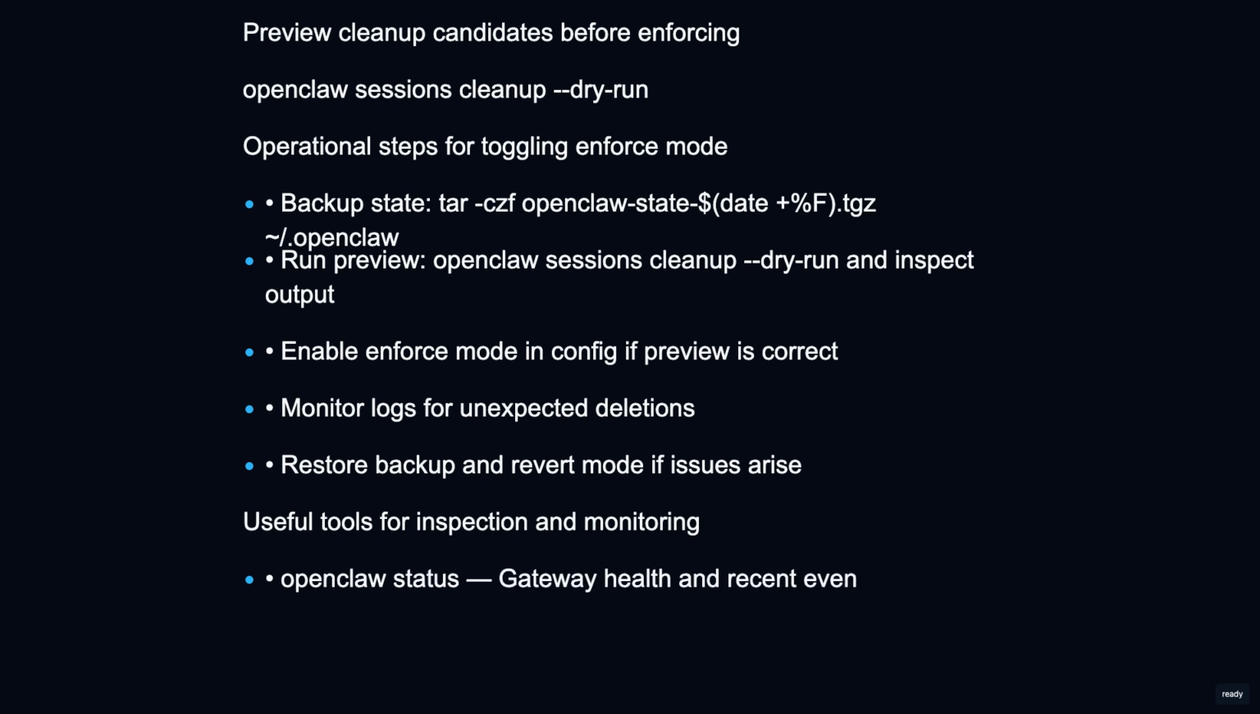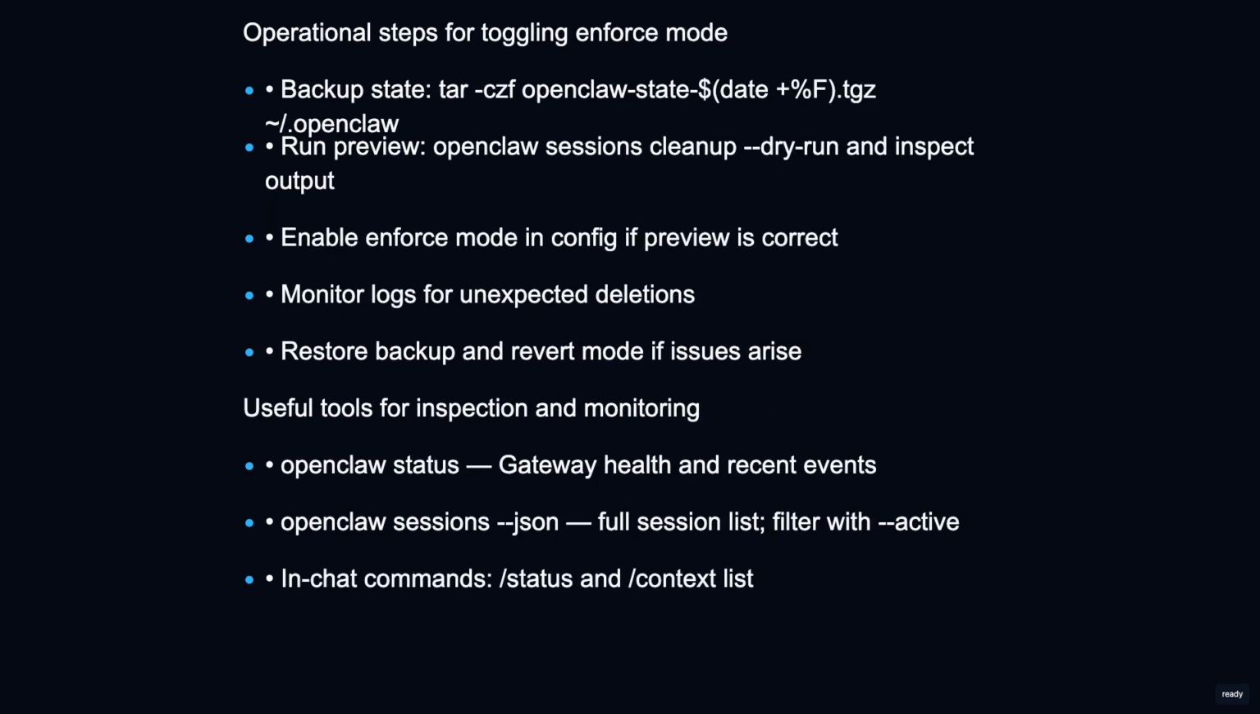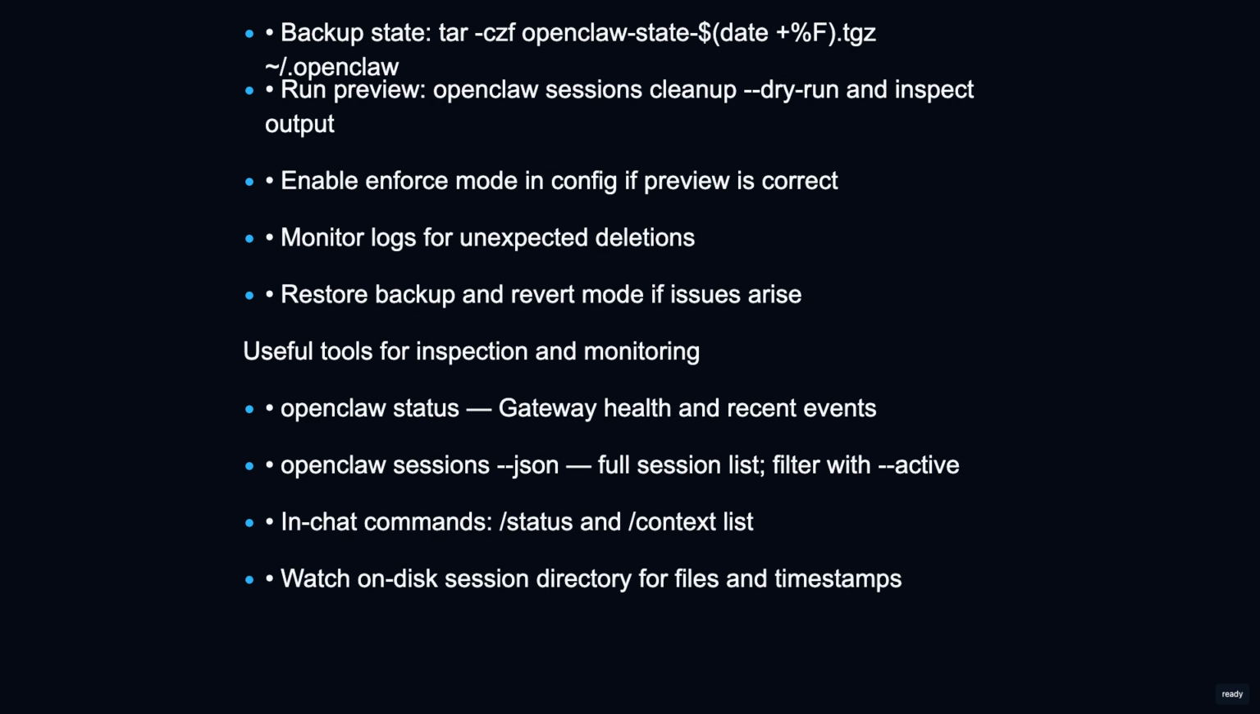The OpenCLAW status command gives an overview of gateway health and recent activity, helping you spot issues quickly. Use OpenCLAW Sessions JSON to get a complete session list. Add Active with a time filter to see only recently active sessions for focused inspection. Within chats, use /status to check agent health and /context list to view the current system prompt and active context fragments. You can also monitor the on-disk sessions directory to verify session files and their timestamps, ensuring data is being updated as expected.